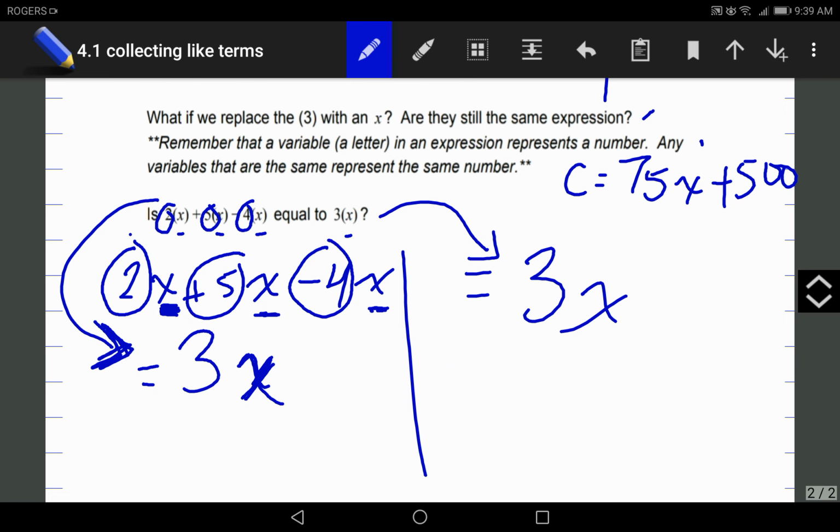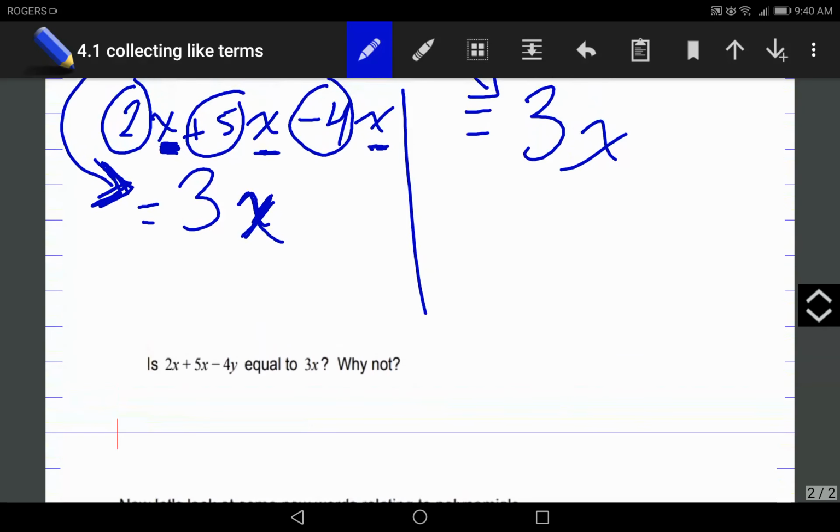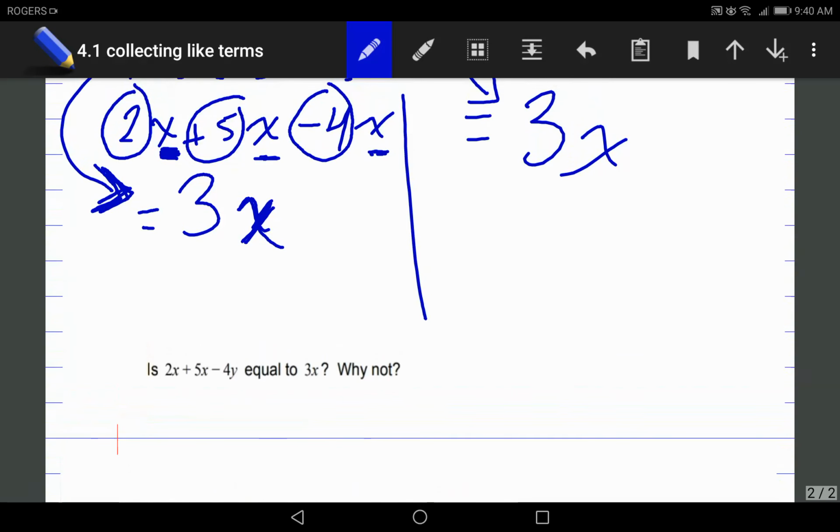Okay? Let's keep going. Last part, which I kind of touched on already, is 2x plus 5x minus 4y equal to 3x? No. And I described it above. Because this has a y as the variable, you cannot subtract that with the 2x plus 5x. All this would be simplified to is, well, 2x and 5x, they both have the same letters. So it's like saying 2 cats plus 5 cats. Well, that would be 7 cats or 7x.